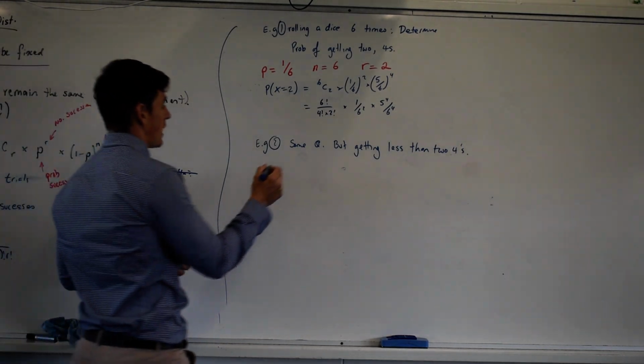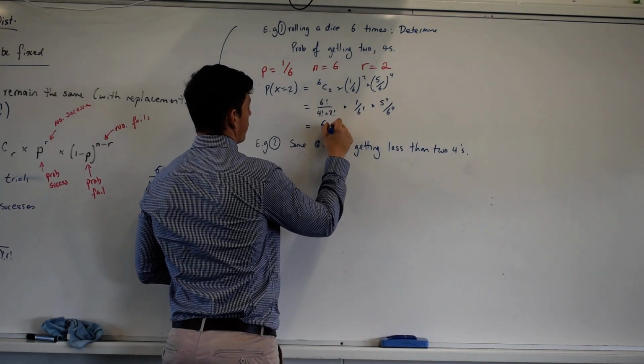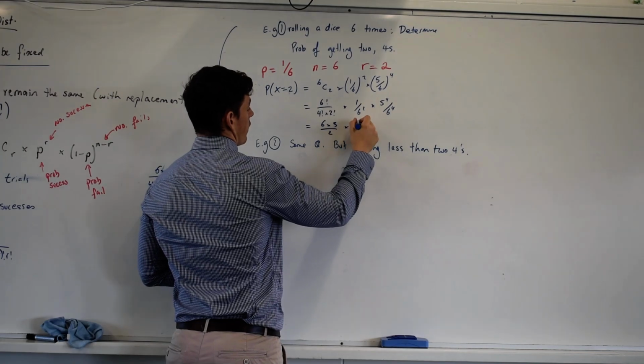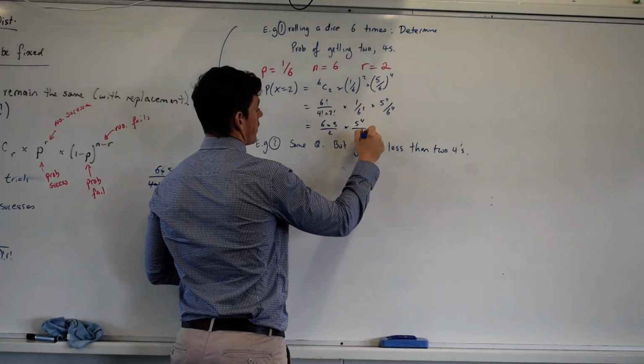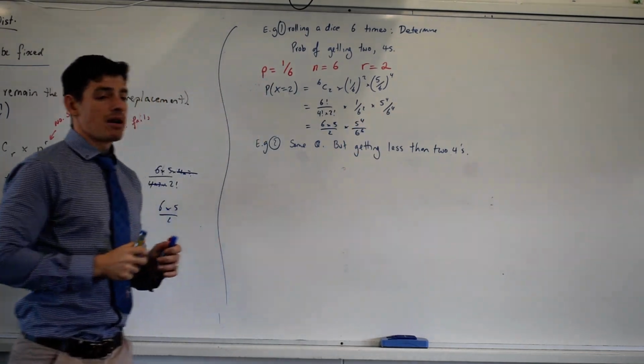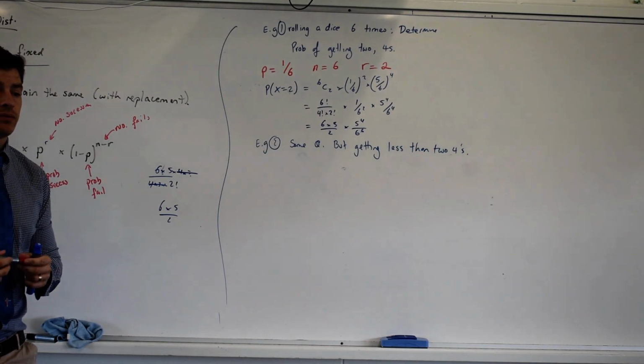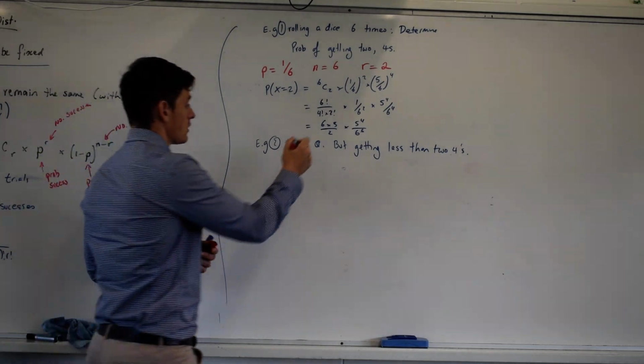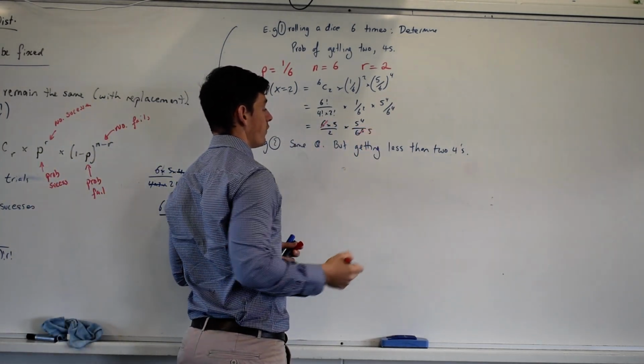So I can replace that with 6 by 5 over 2 times 5 to the power of 4 over 6 to the power of 6. Can we see something that I can do here to simplify that? I can cancel this 6 with one of those 6s and leave that as a 5.